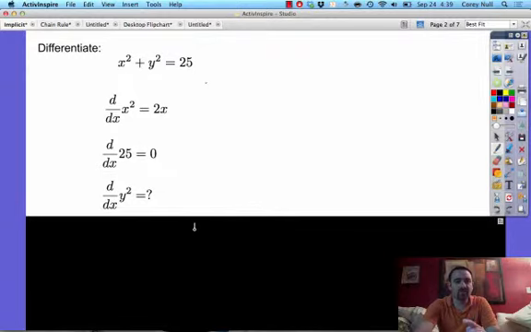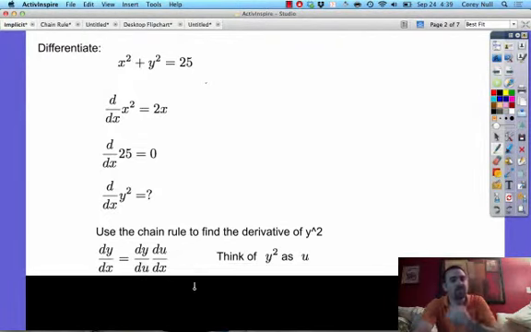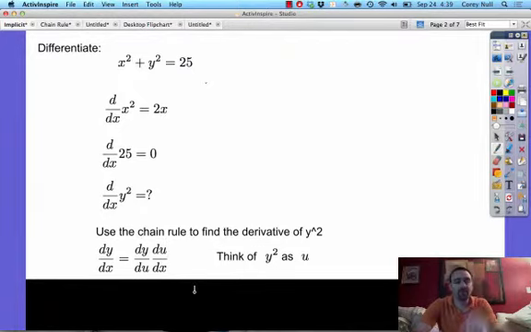So here's what we have to do. We're looking for the derivative of y squared. We need to use the chain rule to find that derivative. Here's the chain rule: dy/dx equals dy/du times du/dx. We can think of y as the inside function, sort of as u. It's kind of a weird way to think about it, but you'll see what I mean. And by the way, for implicit differentiation, we almost always use the Leibniz notation.